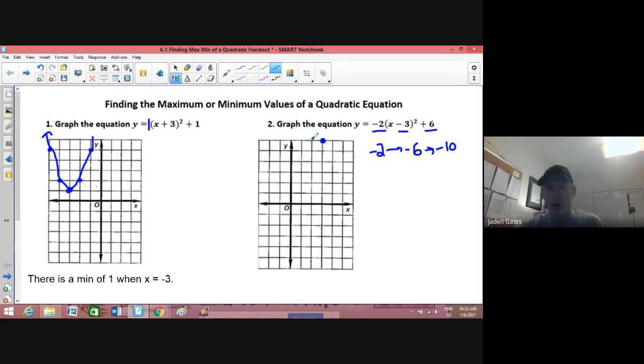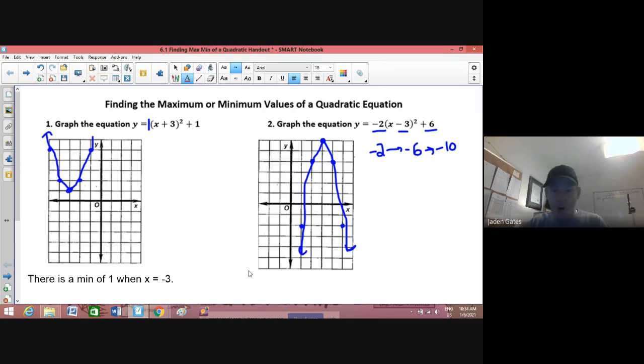All right, so I go over 1, down 2, over 1, down 6. And again, no way -10's going to fit here. So again, on the other side, because the parabola is symmetric. And here's my parabola. But again, whoa, that's ugly.